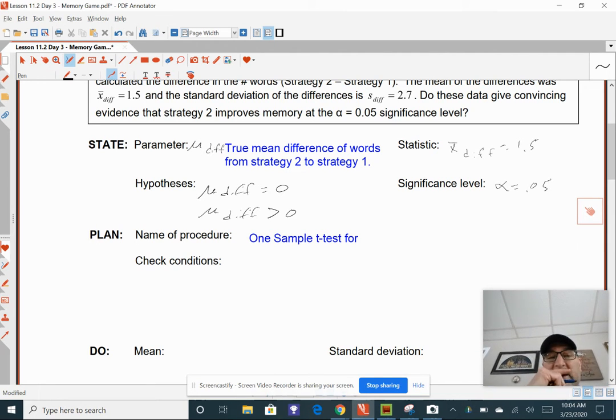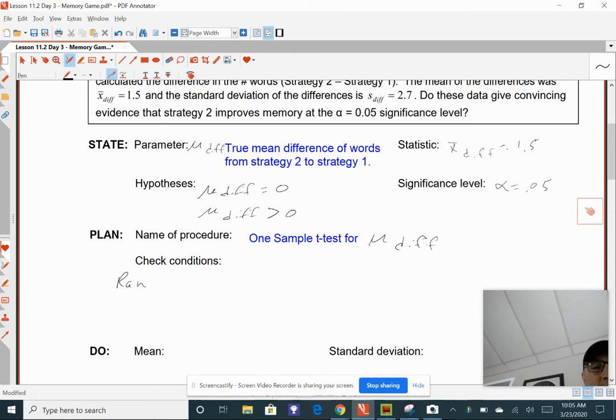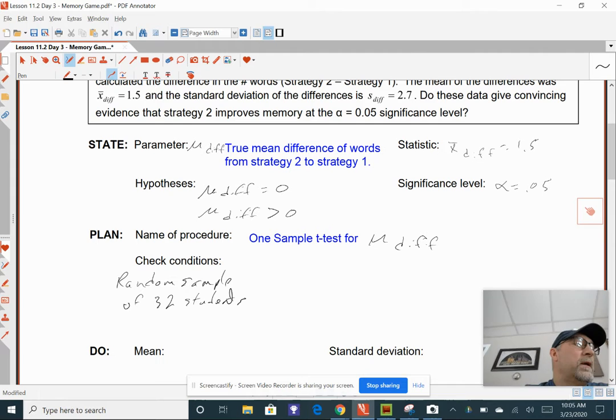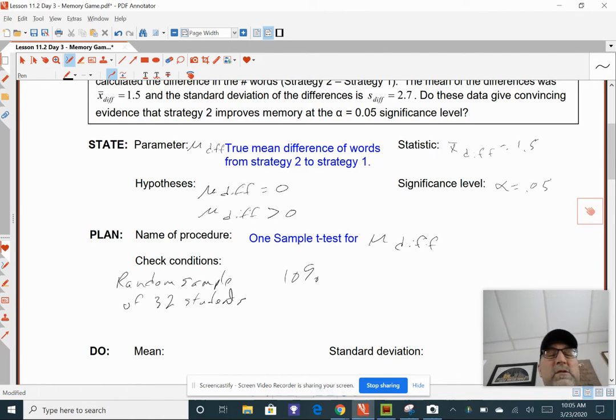Our state, we got that done. Our plan, one sample t-test for mean difference. And we check our conditions. Well, like we said, I underlined it, so it is random. Sample of 32 students. All right. Now, in this case, the 10%, we can say, yeah, it's less than 10% of all students. We could possibly do this, but in this case, each student is independent of each other.